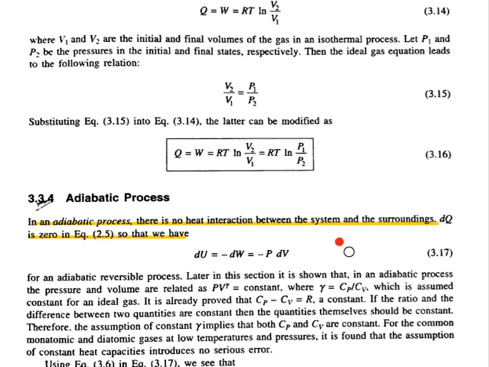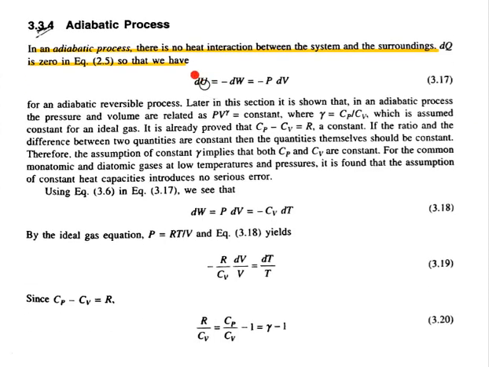So dU is equal to minus dW, because dU is equal to dQ minus dW. We know this is the mathematical statement of the first law of thermodynamics. The value of dQ will be zero, so the remaining term will be dW. So minus dW; in place of work we can write P dV. So for the adiabatic process the final equation is dU is equal to minus dW, equal to minus P dV. So minus minus will be cancelled.